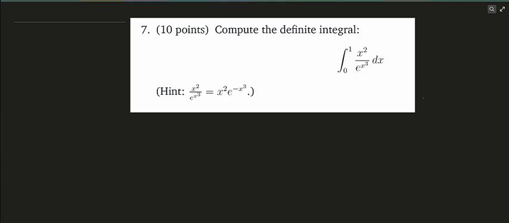So compute the definite integral, the integral from 0 to 1 of x squared over e to the x cubed dx. And there's a useful hint that this fraction can be written as this following product. So we might as well rewrite the integral using our hint. This is basically what's going to go inside the integral: the integral from 0 to 1 of x squared times e to the negative x cubed dx.